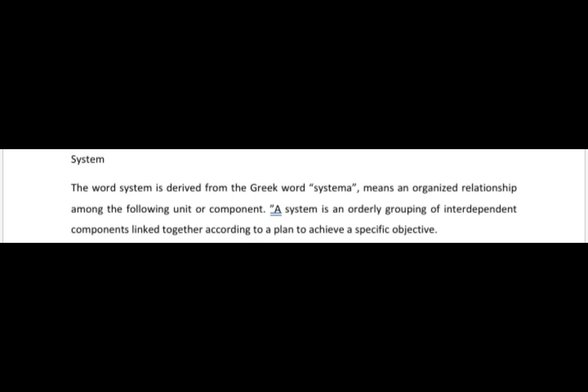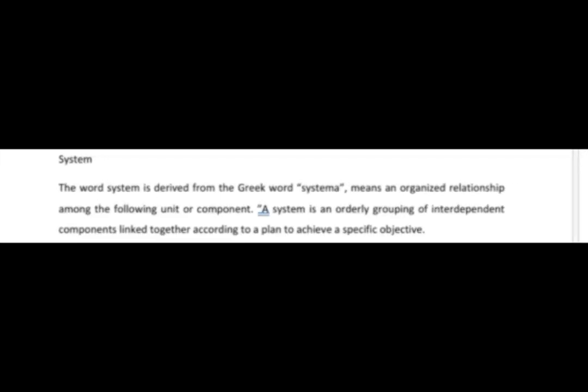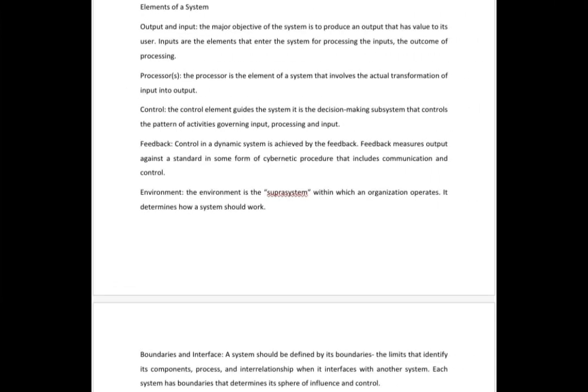So the system, they say, is about the connection of things in order to achieve one objective. So, there is a goal.